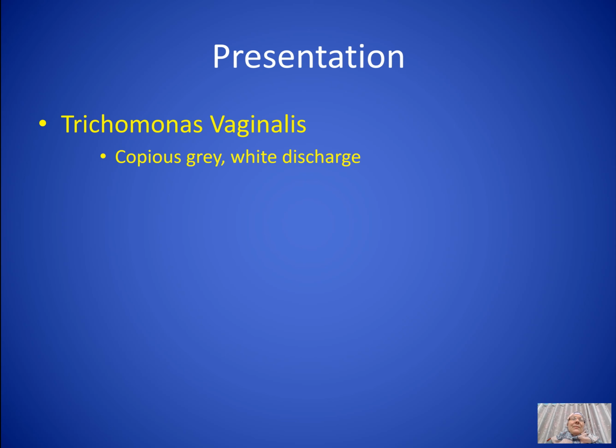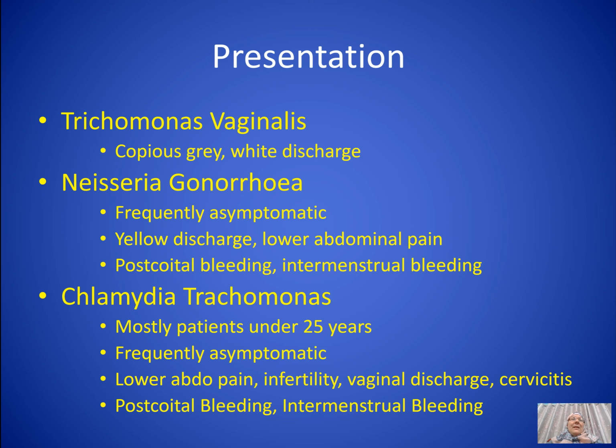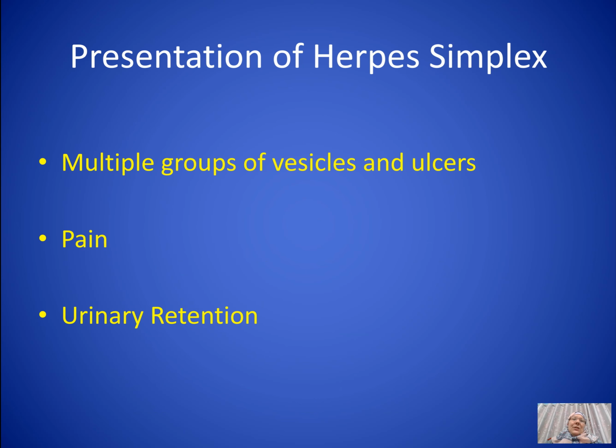Trichomonas vaginalis causes copious grey, white discharge. Neisseria gonorrhea is frequently asymptomatic, and we have already discussed this when we discussed sexually transmitted infections, but they might also have a yellowish discharge and abdominal pain. Usually gonorrhea is associated with an upper genital tract infection, but it can also cause lower genital tract infections. Chlamydia trachomatis is mostly found in patients under 21. It is also frequently asymptomatic. It is usually associated with upper genital tract infections, but I have again mentioned it here for the completeness of the lecture.